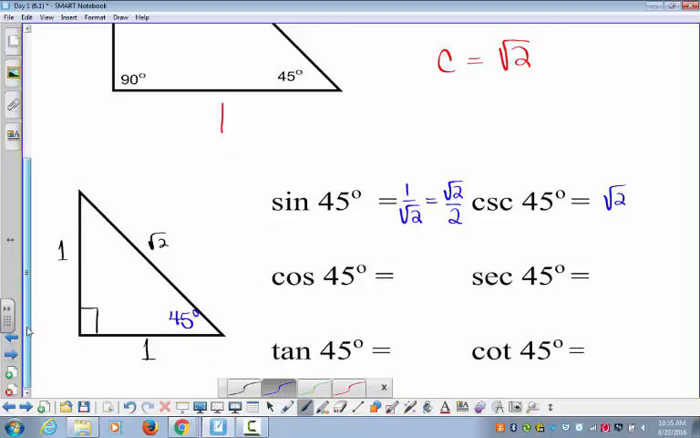Cosine of 45. Cosine of 45, by definition, we look at the angle. Cosine is the adjacent side over the hypotenuse. Same, 1 over root 2. Same rationalization of the denominator. Same secant value. Root 2.